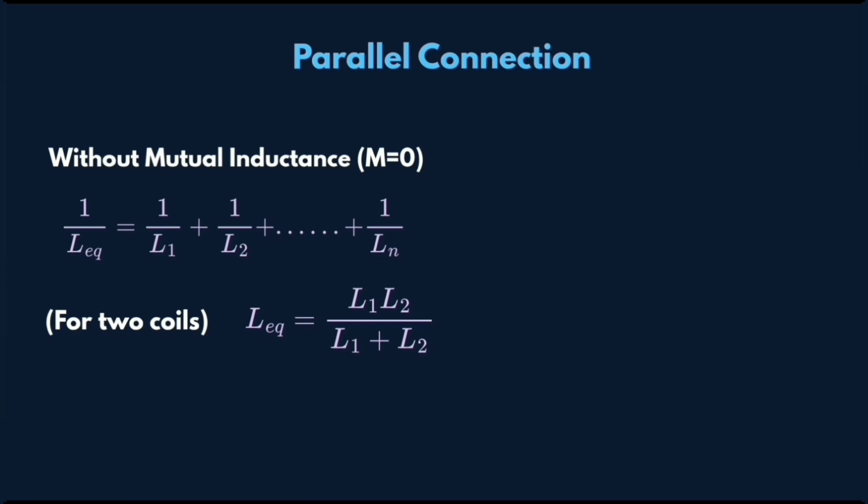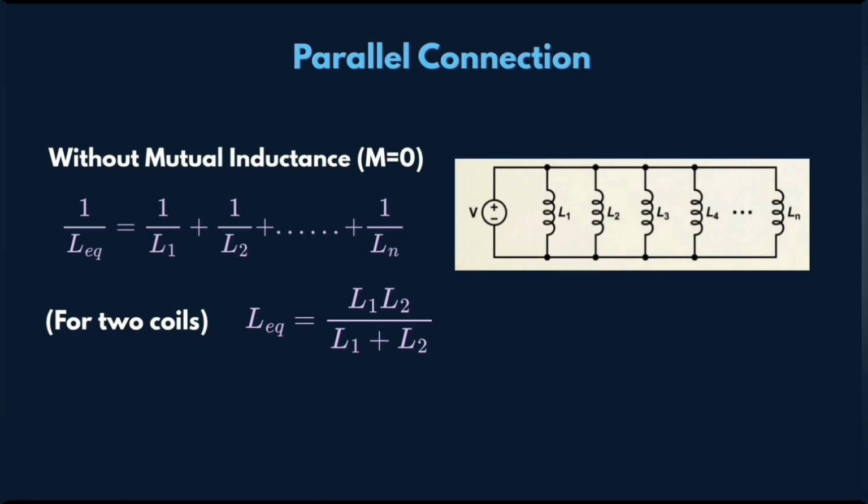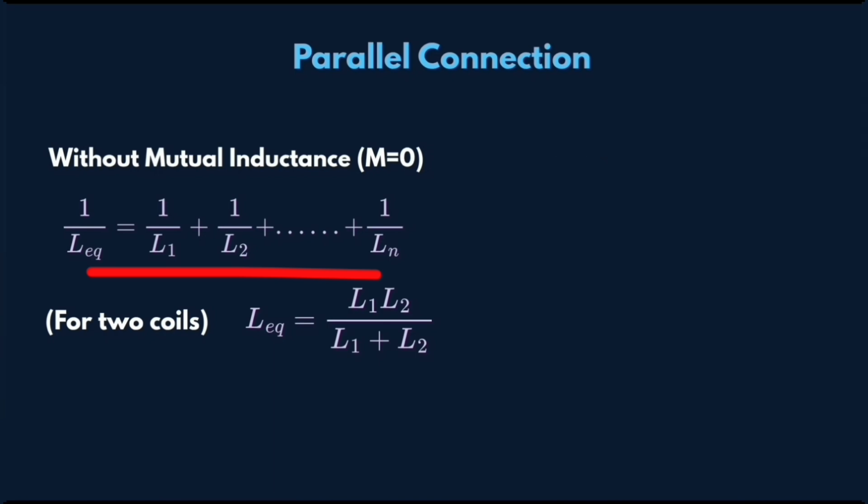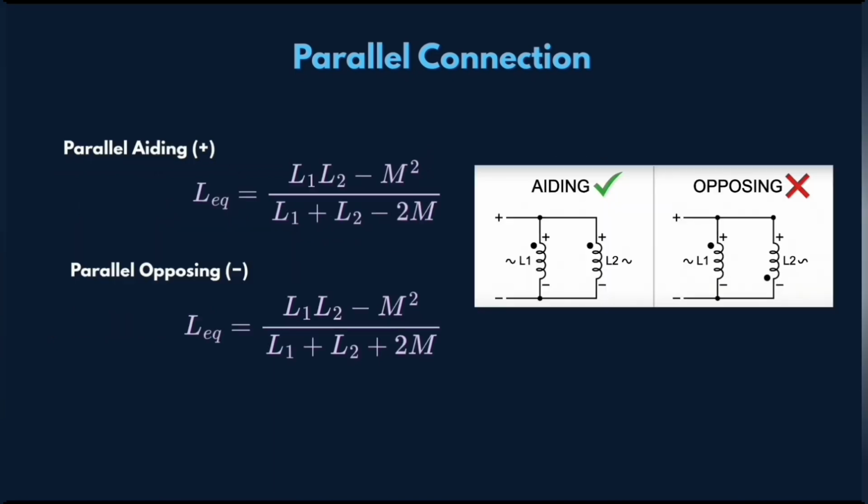In case of parallel connection, for n uncoupled inductors where M is actually 0, 1 by L equivalent is given by this equation. For two coupled inductors where M is not equal to 0, parallel aiding, that is dots connected together, provides this particular formula, while for parallel opposing, we have this particular formula.